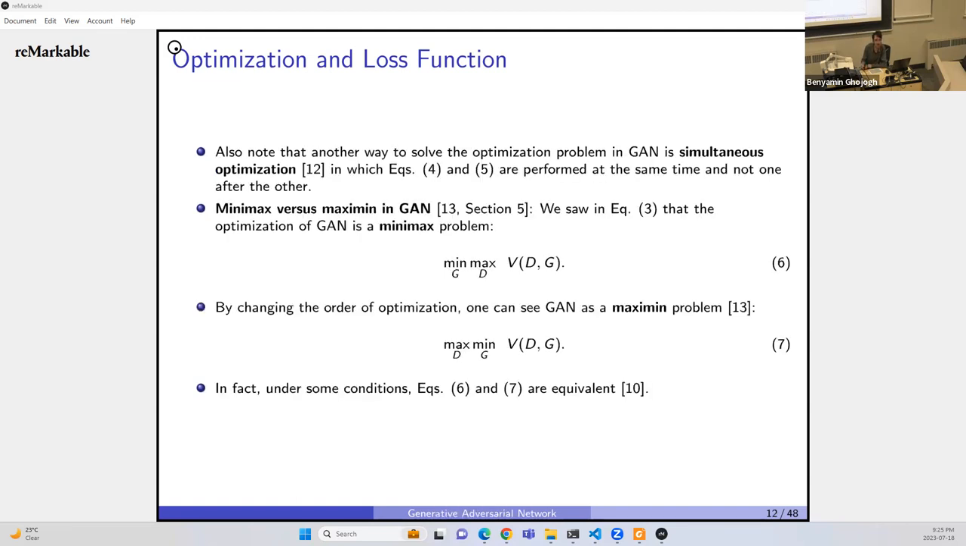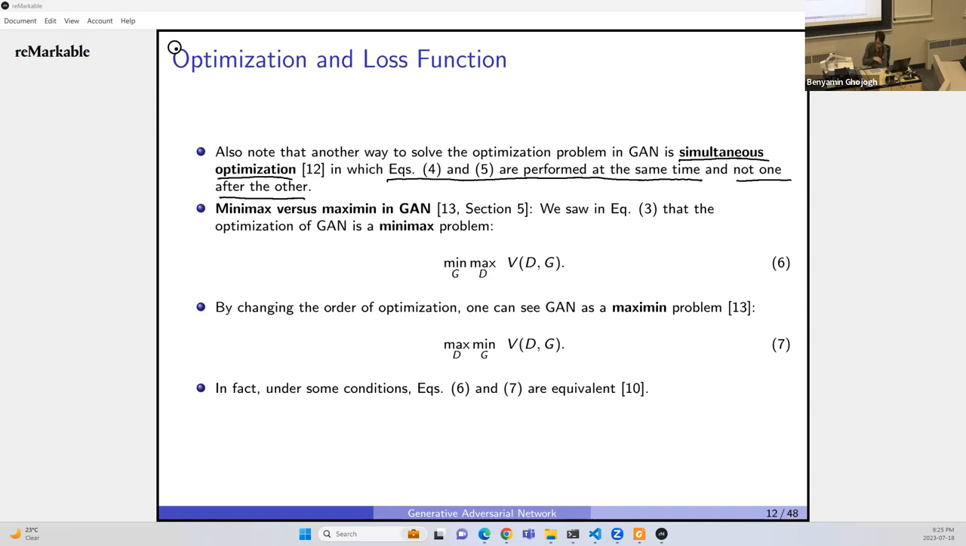Another way to solve this optimization problem in GAN is simultaneous optimization, in which equations four and five are performed at the same time and not one after the other.